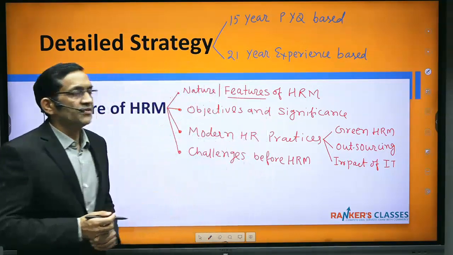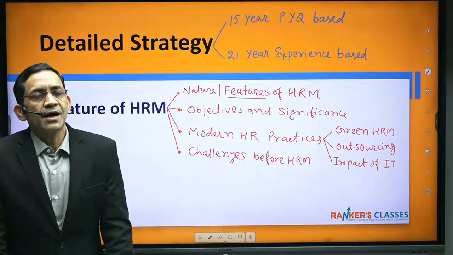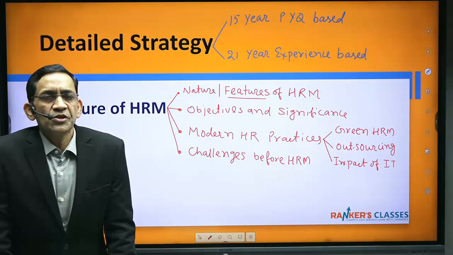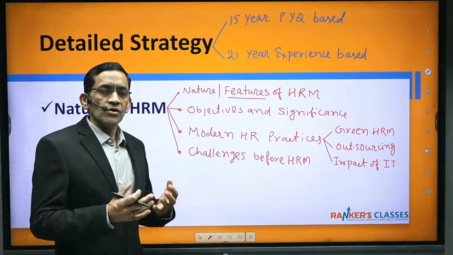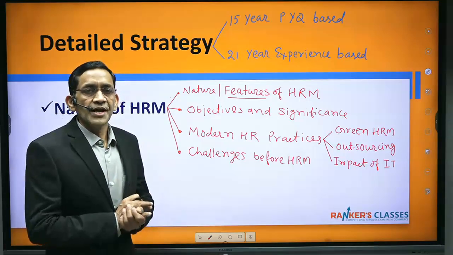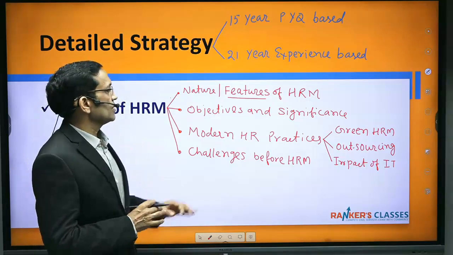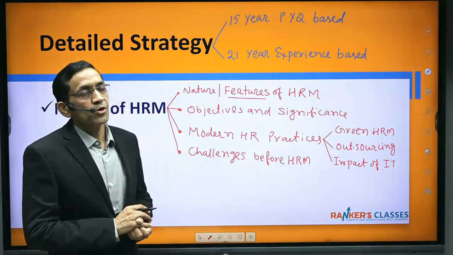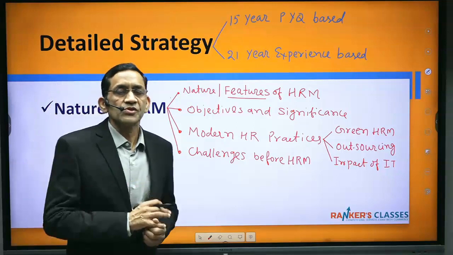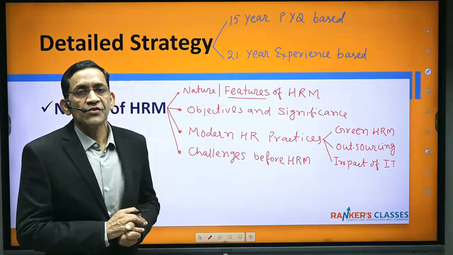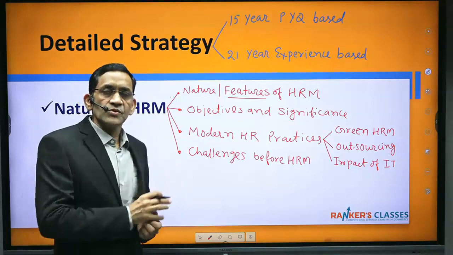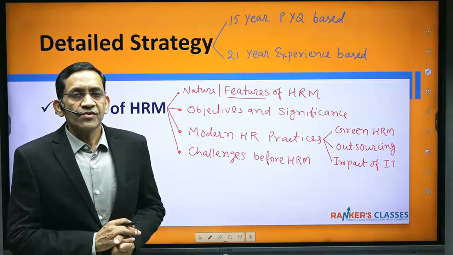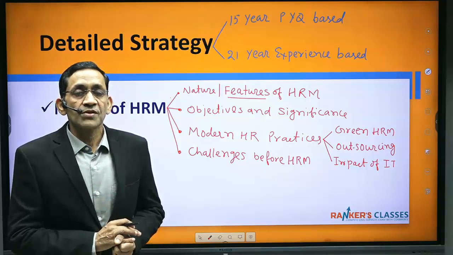Thereafter, objectives and significance. UPSC has repetitively asked analytical questions on objectives and significance of HRM. Means human resource management is essential for success and survival of any organization. So with success and survival, objectives and significance can be connected. That must be done well. You may not be asked a direct question. Direct question means you may be asked, write a short note on significance of HRM. Instead of asking this way, UPSC may ask, good HR practices contribute to success and survival of the organization.